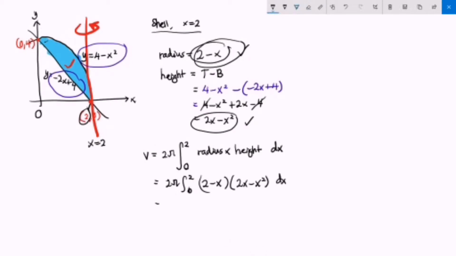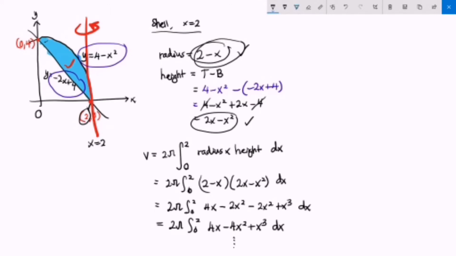And then we have to simplify this before we can integrate it. So we get 4x minus 2x squared minus 2x squared plus x to the power of 3, dx. We simplify this to get, from 0 up to 2, 4x minus 4x squared plus x to the power of 3 dx, and then we integrate to get the final answer. So that's it using the shell method.